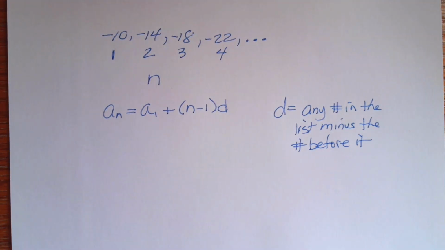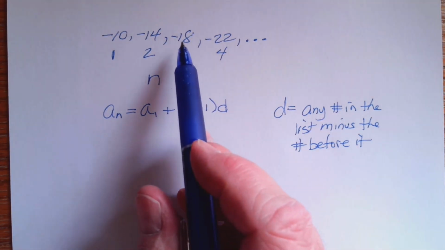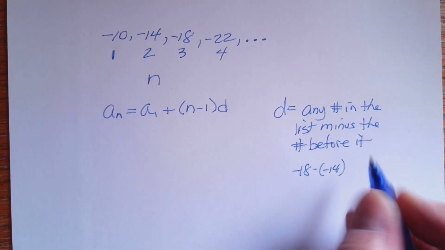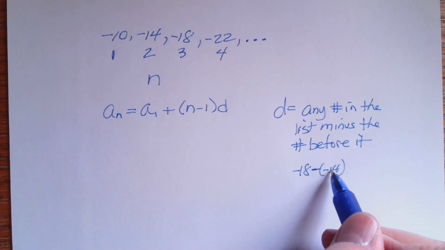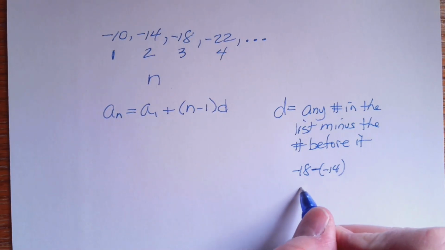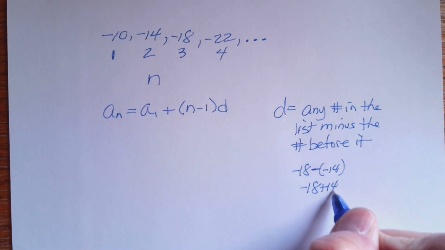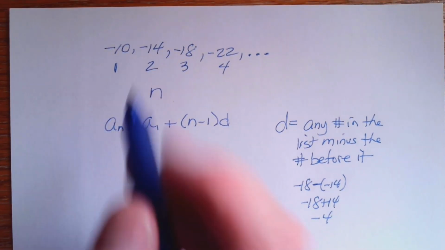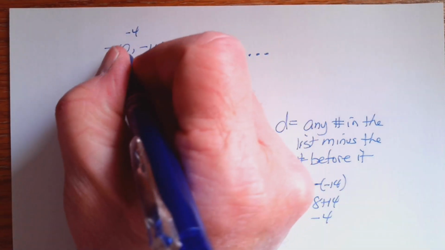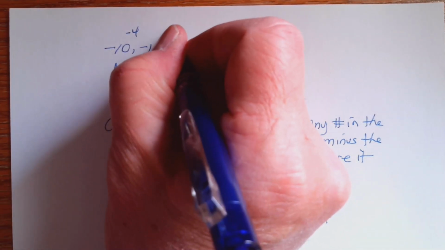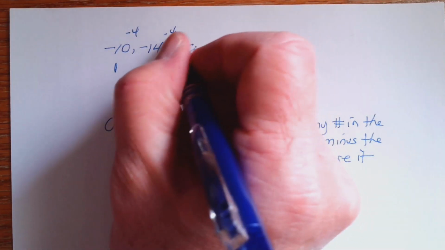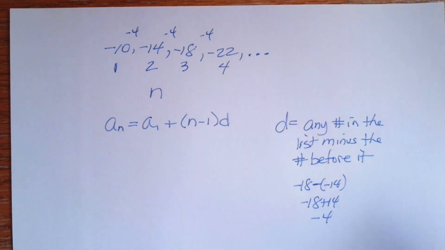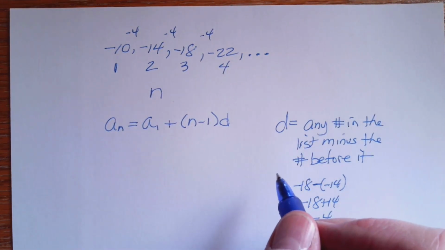And it doesn't matter which number you choose, but if I say negative 18 minus negative 14, notice what I did, it's always minus, and that's not the sign of 14. So the double negative becomes positive, so negative 18 plus 14 is negative 4. So in essence, I'm taking every single number in this list, and I'm subtracting 4. Negative 10 minus 4 is negative 14. Negative 14 minus 4 is negative 18. Negative 18 minus 4 is negative 22, and so on. Okay, that is what d is.